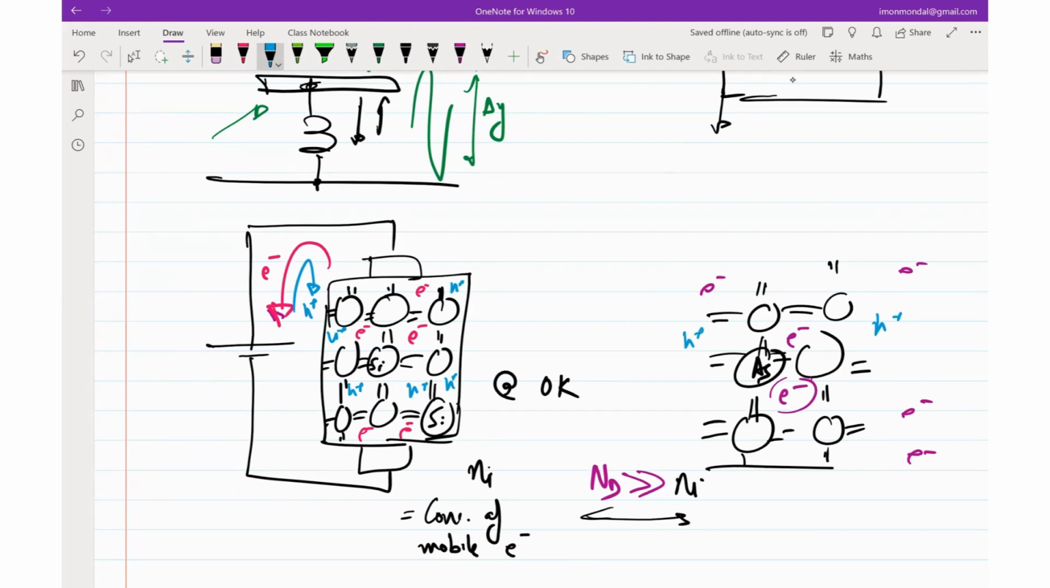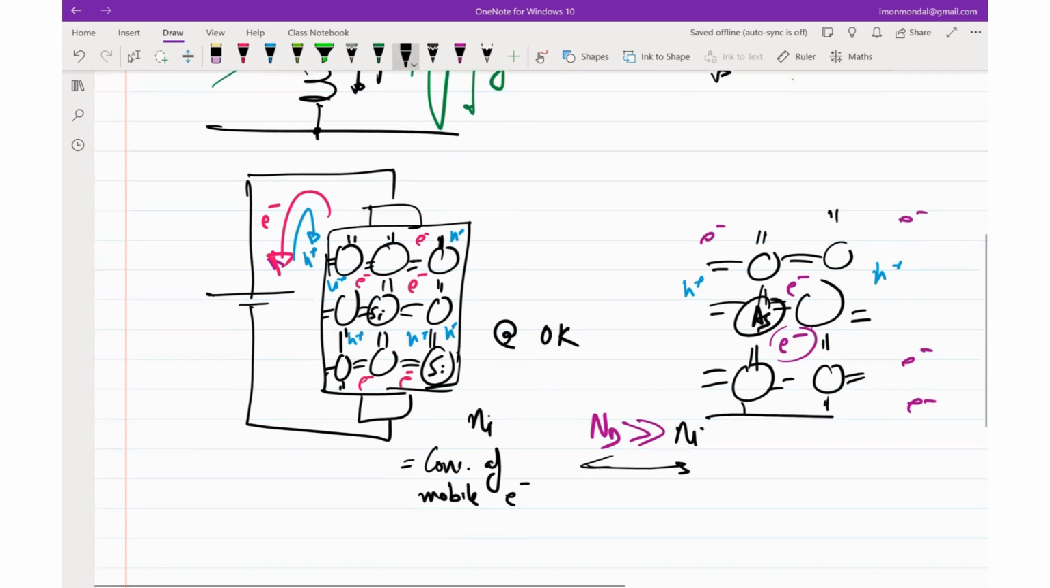Okay, so when we dope a semiconductor with a large amount of donor atoms, what we essentially say is that this is an N-type doping. This becomes an N-type silicon. The N means we have doped it with the type of impurity that is giving us negative charge, that is giving us electrons.